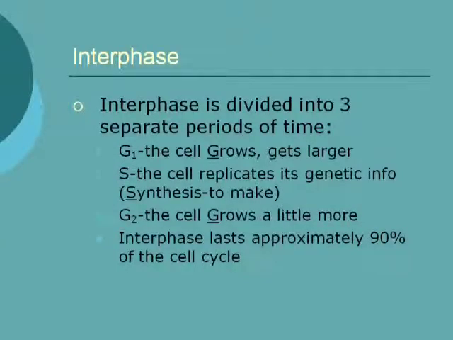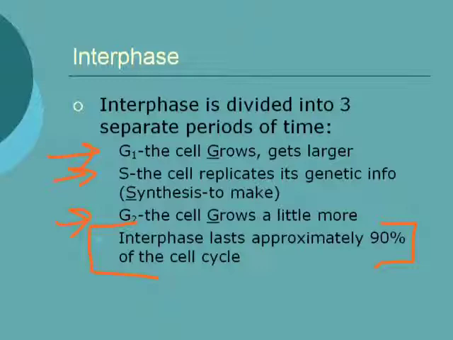Interphase is divided into 3 separate periods of time. You've got G1, which is where the cell grows and gets larger. S is for the synthesis to make the DNA. It's where the cell replicates all the genetic information. And then G2 is where the cell grows a little bit more. All of this interphase lasts approximately 90% of the cell cycle.